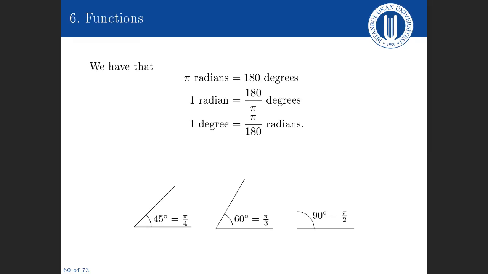3 common angles we will be using. 45 degrees is the same as pi over 4. 60 degrees is the same as pi over 3. And 90 degrees is the same as pi over 2. If we're using degrees, we have to draw a little circle next to our number to tell us we're using degrees. If we use radians, we don't use any symbols. Anytime you see an angle which doesn't have a little circle, it means radians.